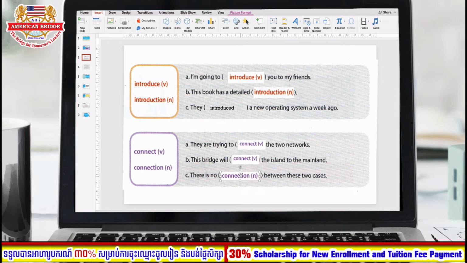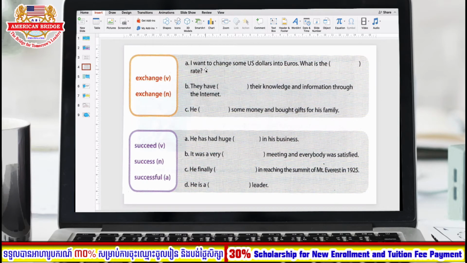Alright everyone, after I demonstrate this form of exercise, I hope you will be able to know the function of each part of speech, where to use a noun, where to use a verb in the sentence. Here is another exercise. I hope you can do it yourself in your book, which is on page 66 of the Writing Break 3 book.